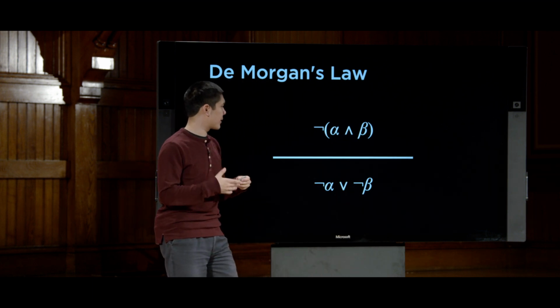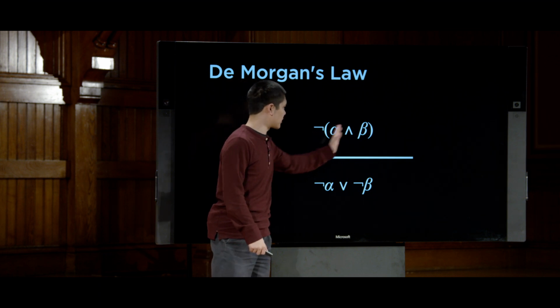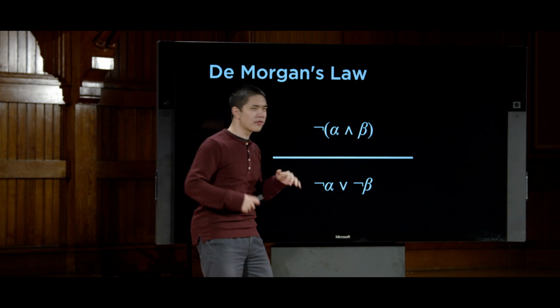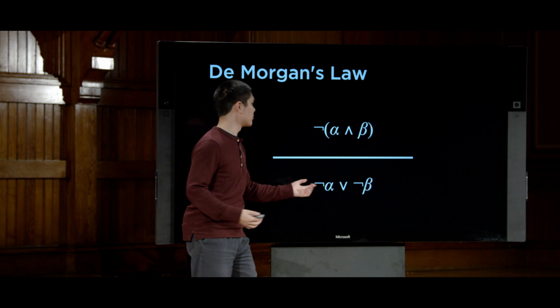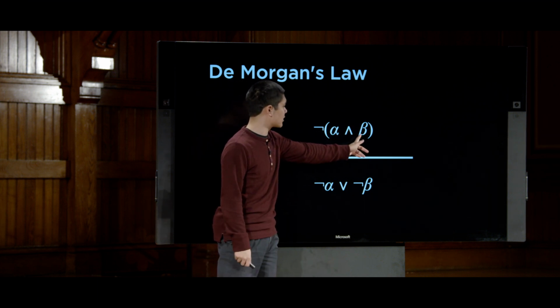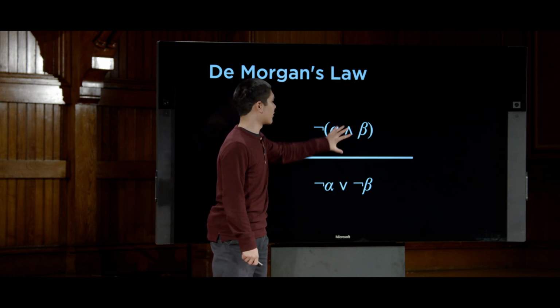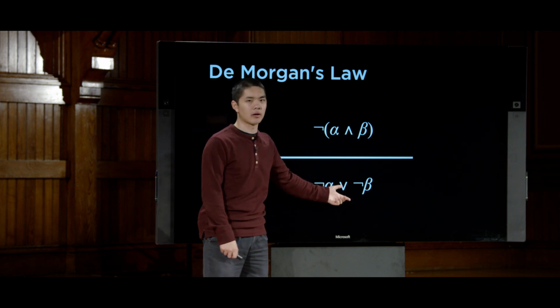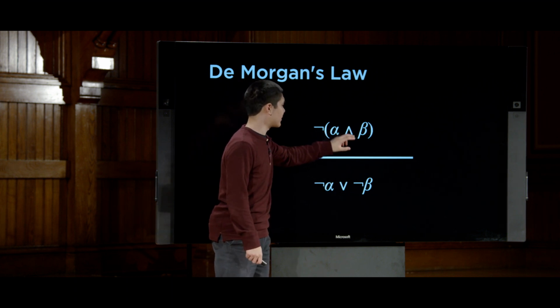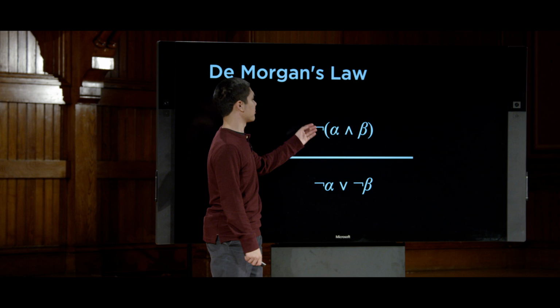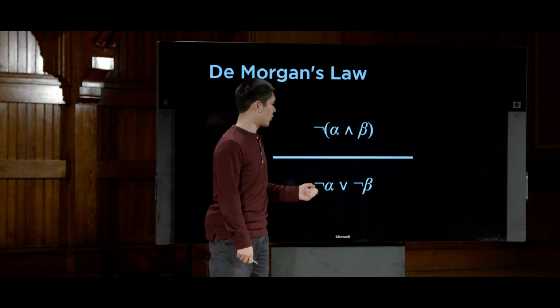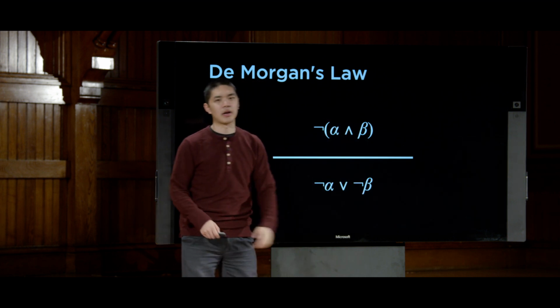The way I like to think about this is that if you have a negation in front of an and expression, you move the negation inwards, so to speak, moving the negation into each of these individual sentences, and then flip the and into an or. So the negation moves inwards, and the and flips into an or. So I go from not A and B to not A or not B.